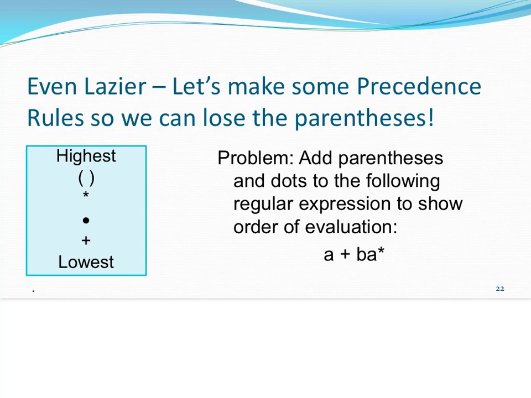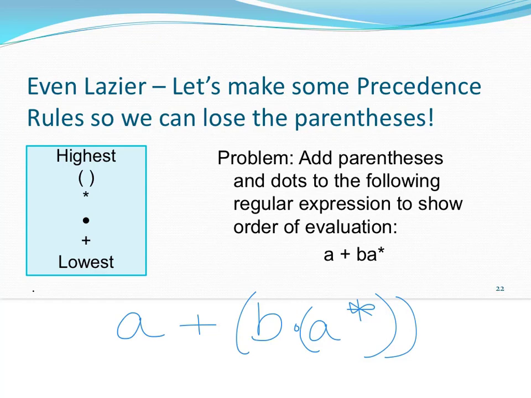So here's kind of the reverse question. I said add parentheses and dots to the following regular expression to show order of evaluation. Let me write it out a little bit bigger. So we've got A plus, and I know there are going to be dots in there, B dot A star. If we look at this, star has the tightest binding, so this A is going to get starred. That A star is going to happen before anything else. And then dot happens, so we would do that. And finally, we would evaluate the plus.